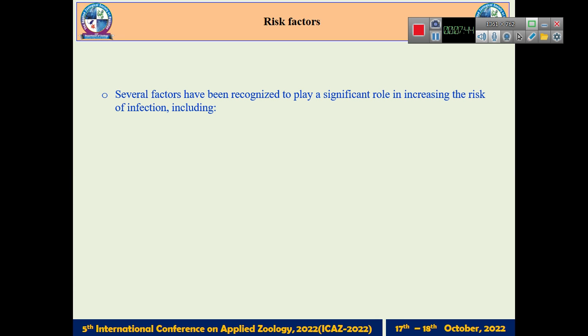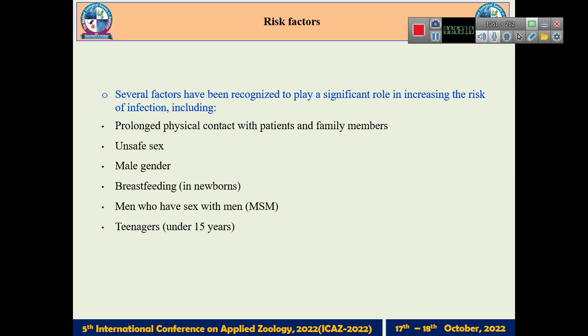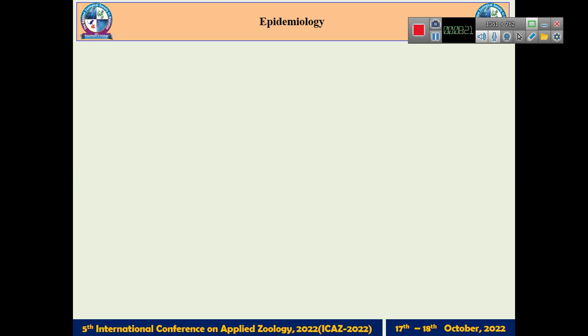Risk factors. Several factors have been recognized to play a significant role in increasing the risk of infection, including prolonged physical contact with patients and family members, unsafe sex, male gender, breastfeeding in newborns, men who have sex with men, MSM, teenagers under 15 years, dealing with animals, living in rainforests.